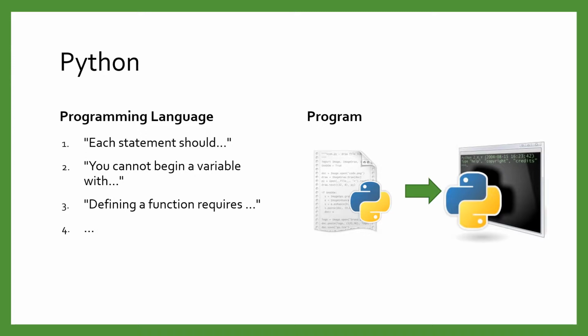Python is two things. First, as a programming language, it is a set of rules for writing Python programs. Second, it is a program that can execute other programs written in the Python programming language.